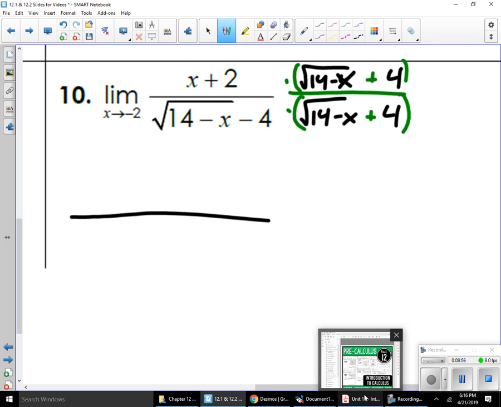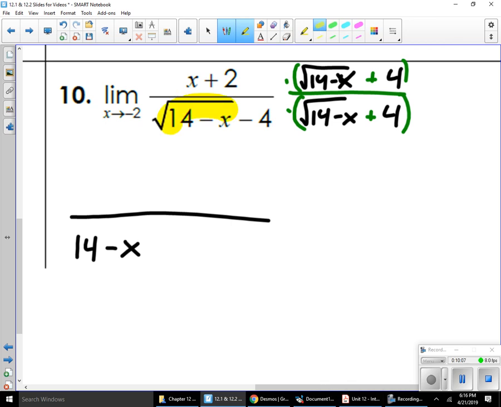So let's go ahead and FOIL that denominator. Square root of 14 minus x times the square root of 14 minus x. Well, that's the 14 minus x. That was the first term here, the first term there. And then my outside terms and my inside terms are going to cancel: 4 times the root, minus 4 times the root. And then I will also have negative 4 times 4, which is a negative 16. So unfortunately, we don't have ones that cancel like we did in the previous example, but still not too bad.